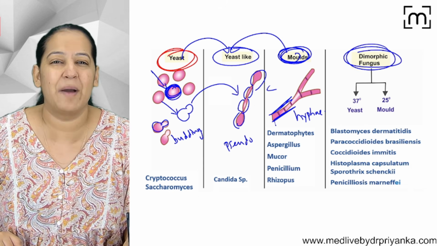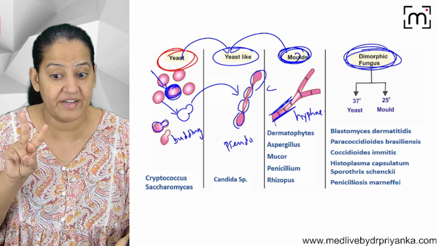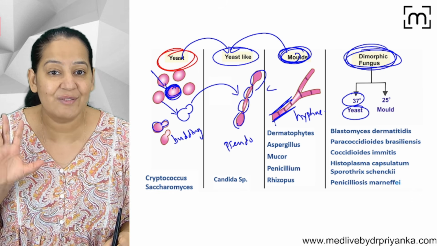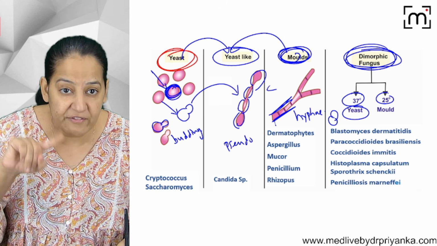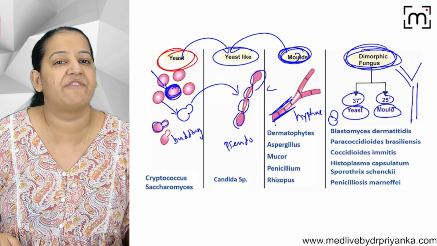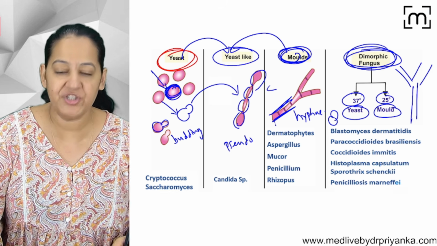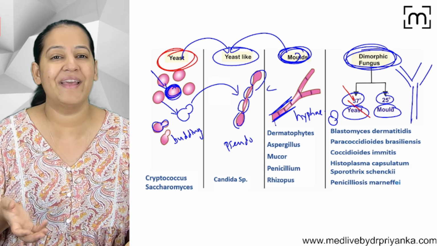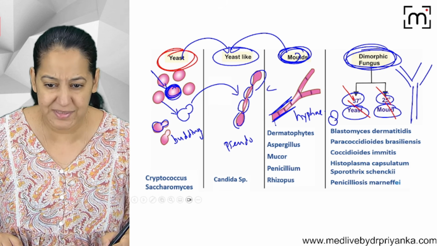And the last category is dimorphic fungus. What do you mean by dimorphic? Dimorphic means double role. At 37 degrees, they are yeast. They are spherical. They divide by budding. And at 25 degrees, they are mold. They are elongated and they divide by hyphae formation. Human body temperature is 37, so inside the human body, they are yeast. And outside the human body, in the environment, they are mold. I guess everyone knows this classification.